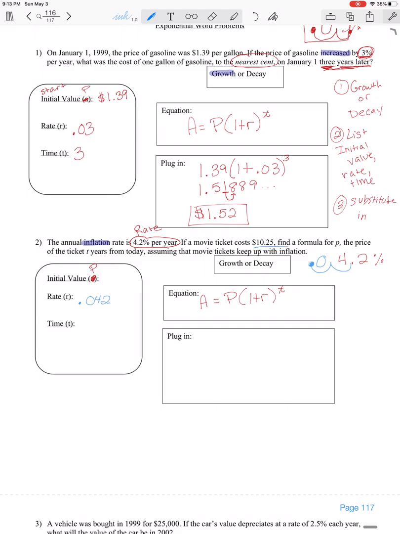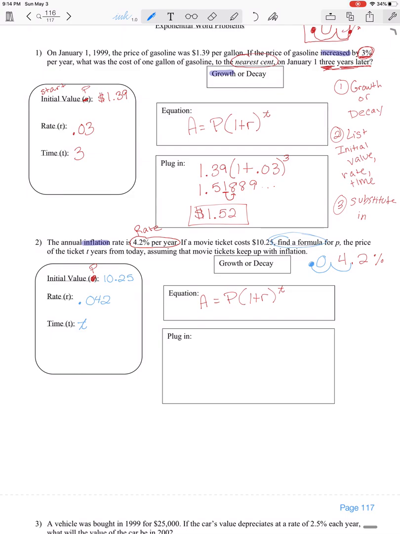If a movie ticket costs $10.25, okay, so that's my initial value. The price of the ticket T years from today, assuming the movie tickets keep up with inflation. So they don't give us a time, they just give us a T. All they want here is a formula. Find a formula. That's all they want.